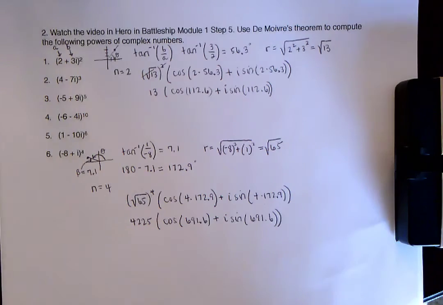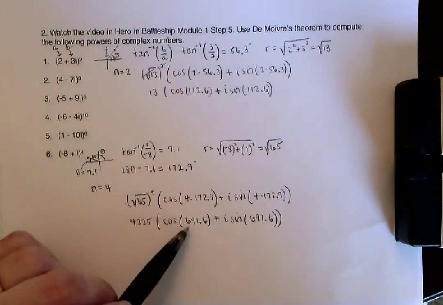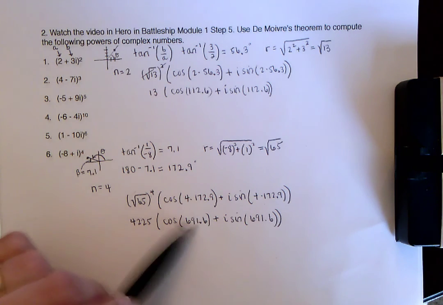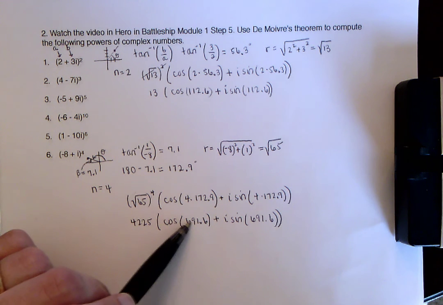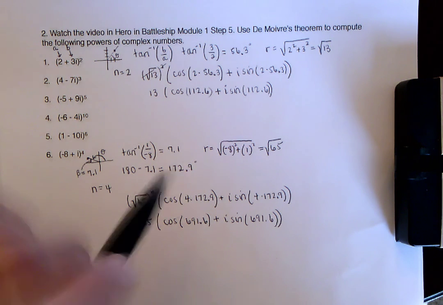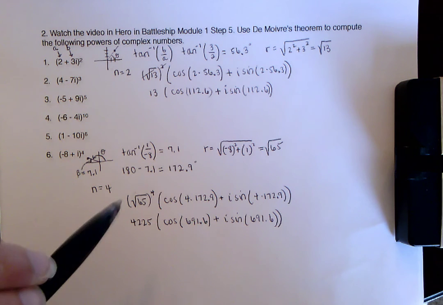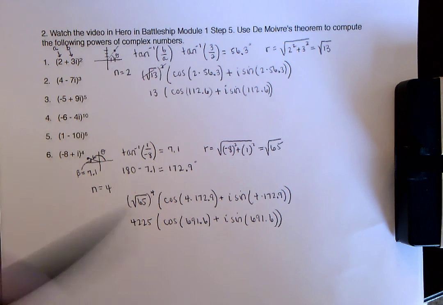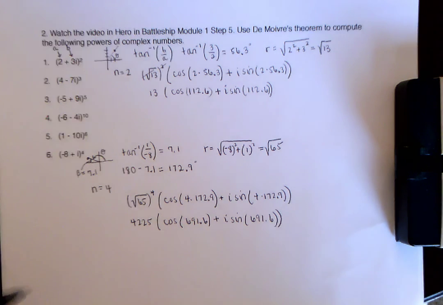And if you wanted to, I guess you could probably figure out what the reference angle to this would be, because 691.6 would be going around once plus almost 2 times, basically. But that's your final answer for that.